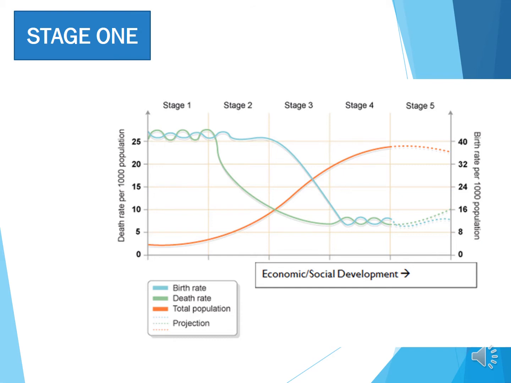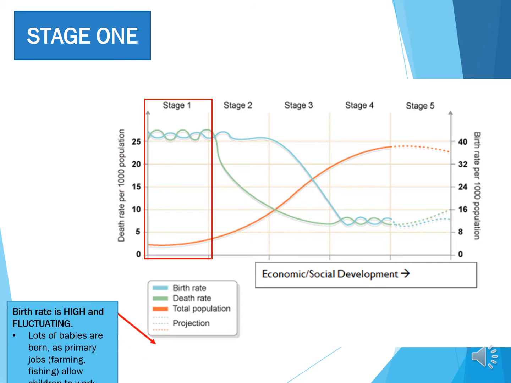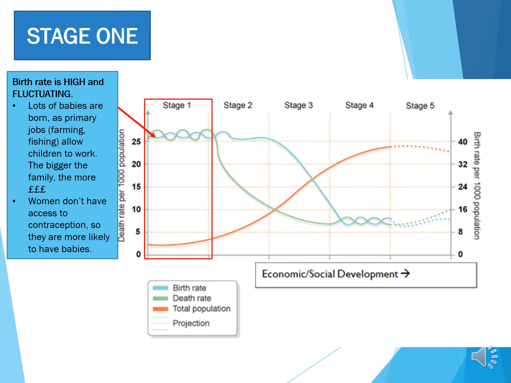So stage 1, as you can see now, is highlighted by a red box. You can see that birth rate on this graph is represented by the blue line. And we can see that in stage 1, things aren't very good because birth rate is high and it's fluctuating. Fluctuating is a great geographical word that just means it's going up and down. We can tell about countries in stage 1 that lots of babies are being born.